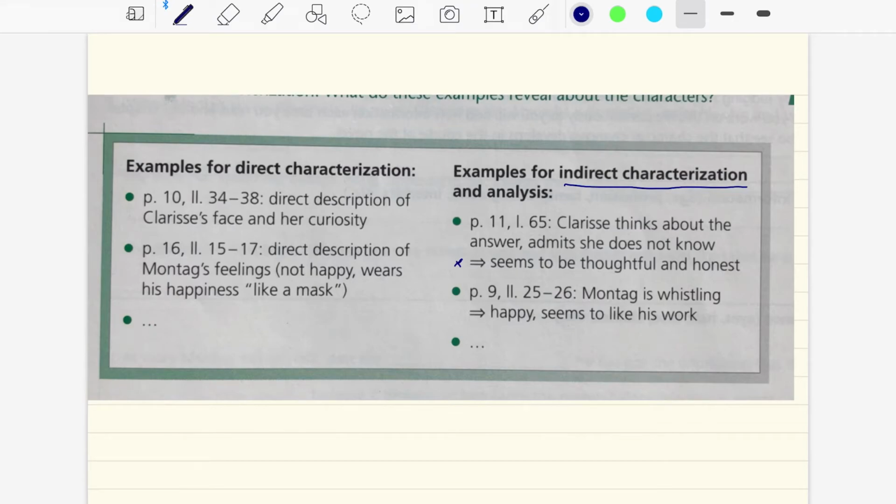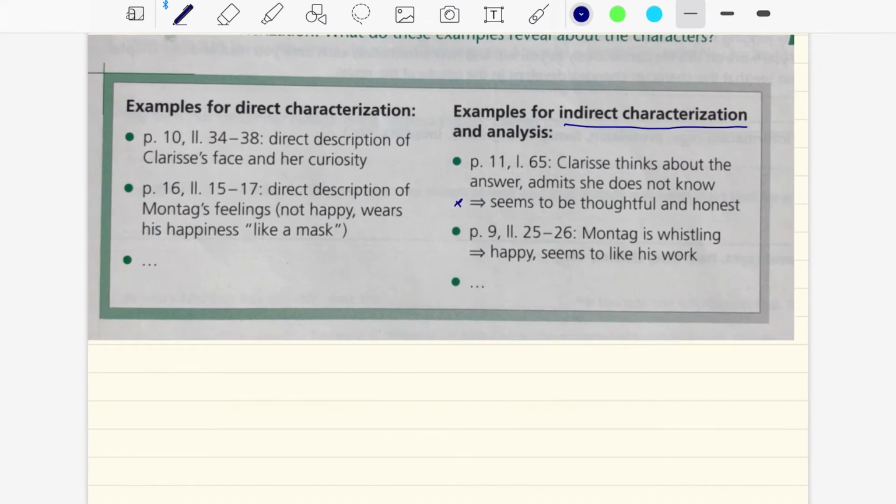Montag is whistling. What does it tell us about himself? It means he's happy and seems to like his work. At this moment, it might be useful to remember the so-called PEE method in analyzing, because this is exactly what is happening in a characterization. You remember that P stands for point, the first E stands for evidence, and the last E for explanation. You can swap the two E's, that's not a problem. But here you can actually see how this works.